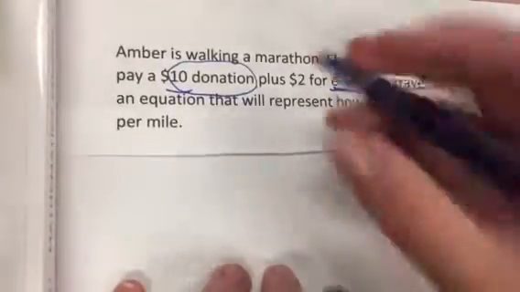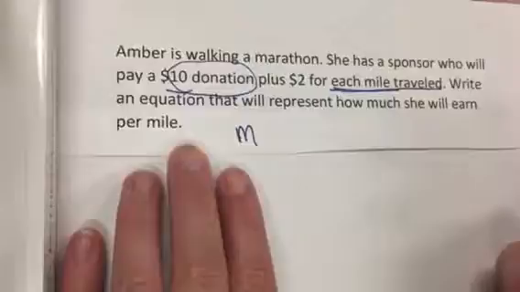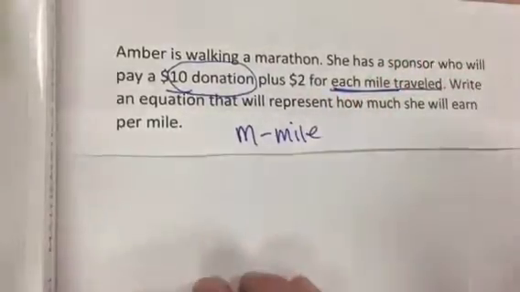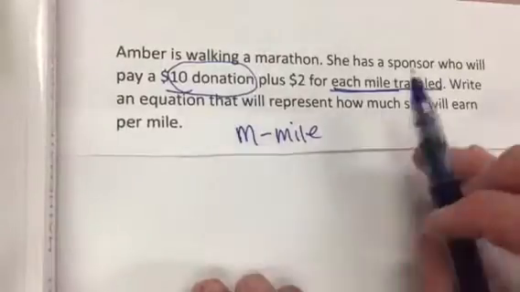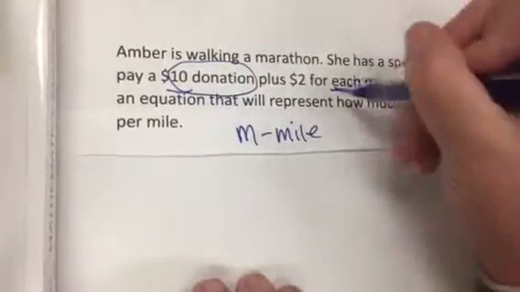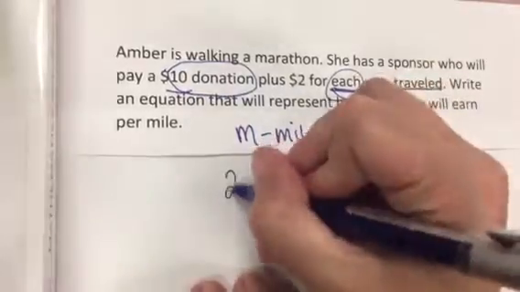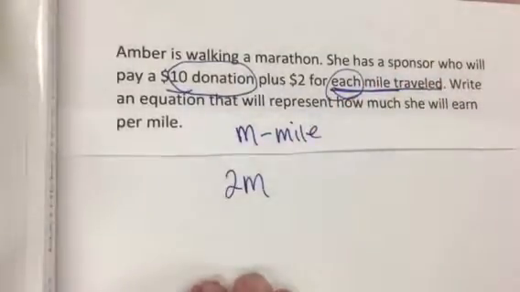We're going to define each mile. I'm going to use M for mile. And then I have to do $2 for each mile. Each means to do what operation? Multiplication. So then I've got 2M. Why didn't I put anything between those? Because anytime you have a number right next to a letter, it means to multiply. That's exactly what it means.